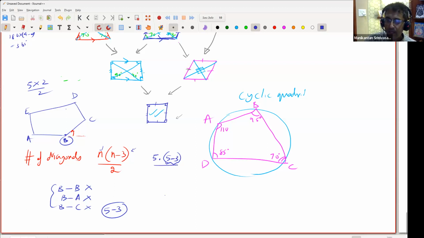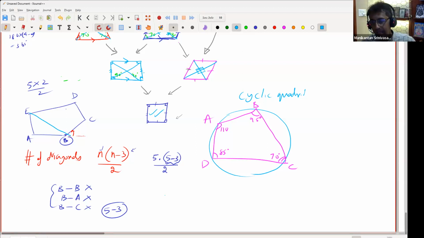But the divided by 2 comes because of double counting. Because the diagonal that I counted from B to E will get counted by B once. It'll also get counted in E's quota. But effectively, it's only one diagonal, right? It's not 2 diagonals. So E will say it's my diagonal, B will say, no, it's my diagonal. But effectively, it's only one diagonal. So you divide by 2 for double counting. So n into n minus 3 by 2 is the number of diagonals in an n-sided polygon. Okay.